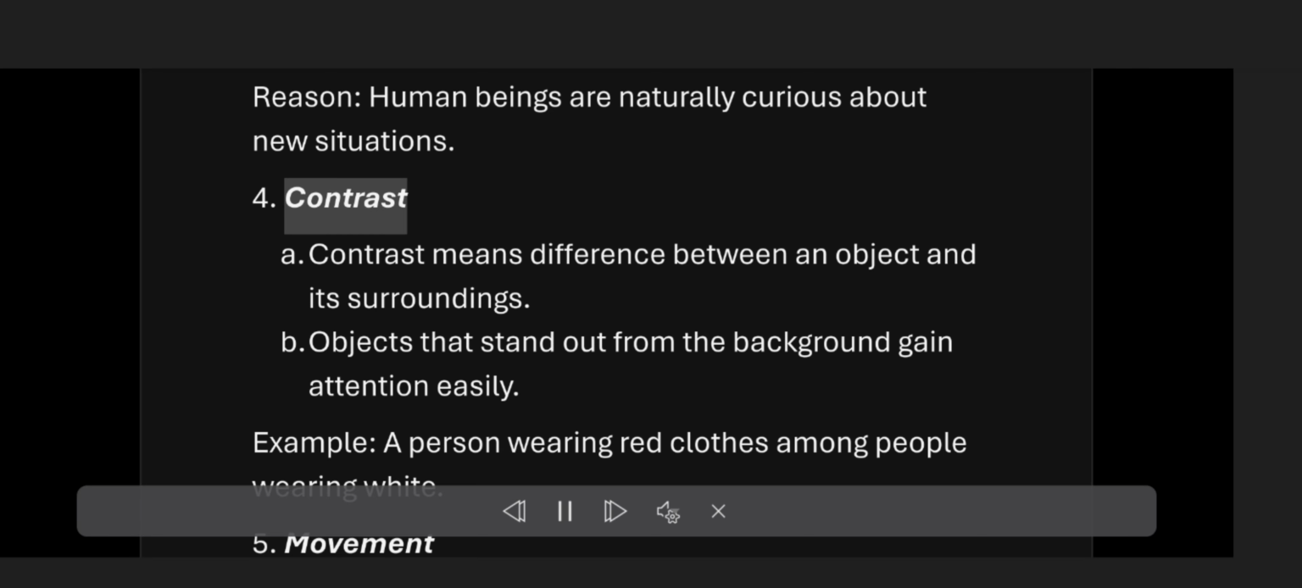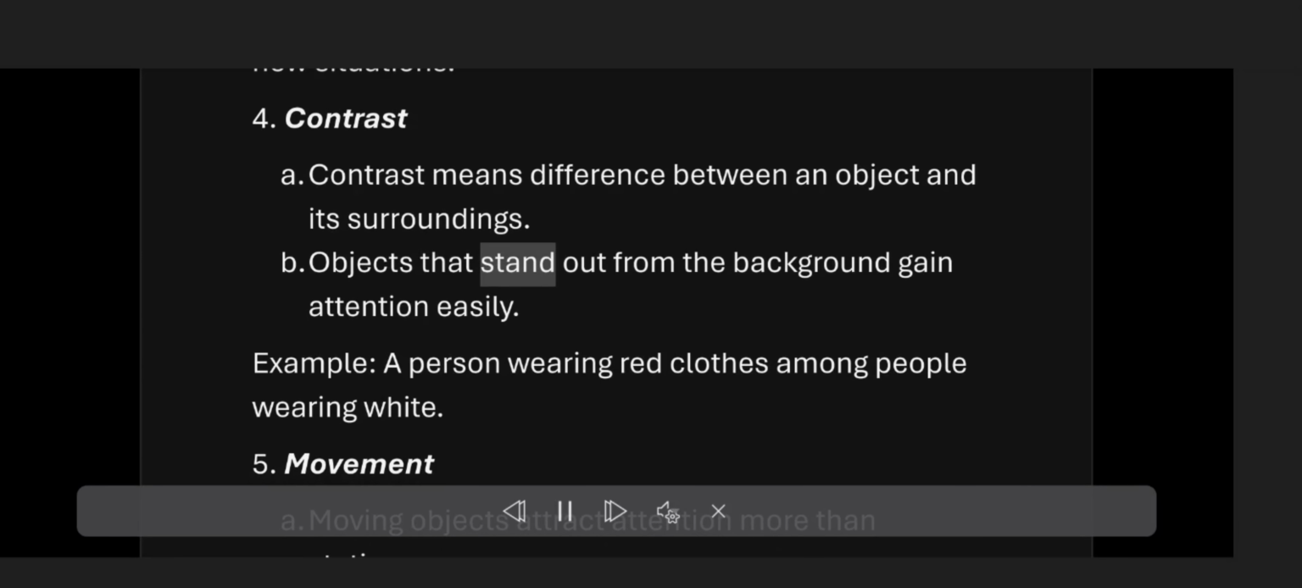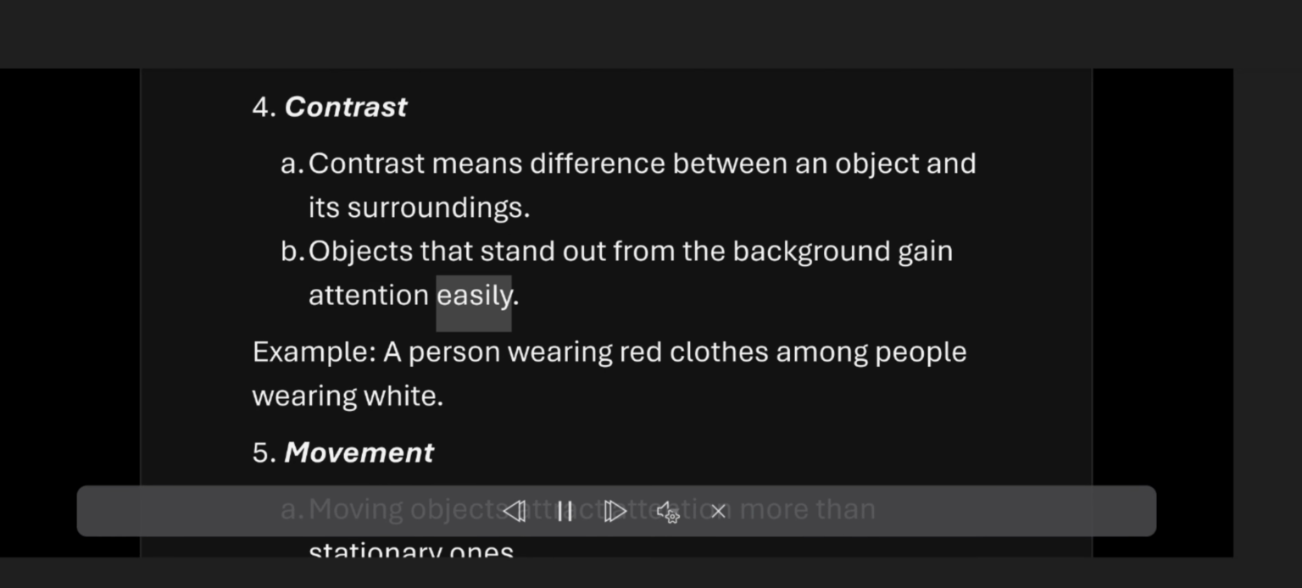4. Contrast. Contrast means difference between an object and its surroundings. Objects that stand out from the background gain attention easily.